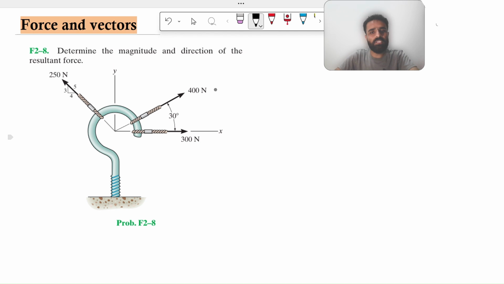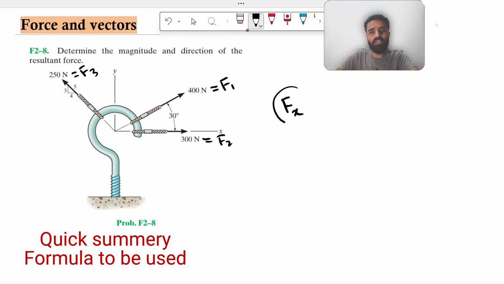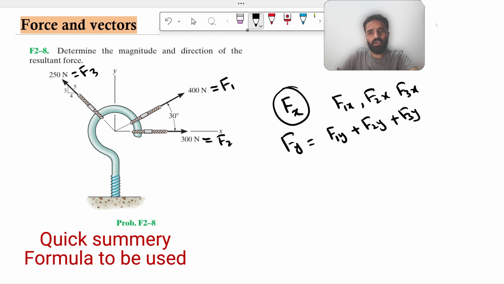For this solution, I will be naming this force as F1, this 300 force as F2, and this 250 Newton force as F3. I will be finding the x and y components for F1, F2, and F3. Then I will find the resultant Fx by adding F1x, F2x, and F3x. Similarly, I will do the same for Fy, adding F1y, F2y, and F3y.